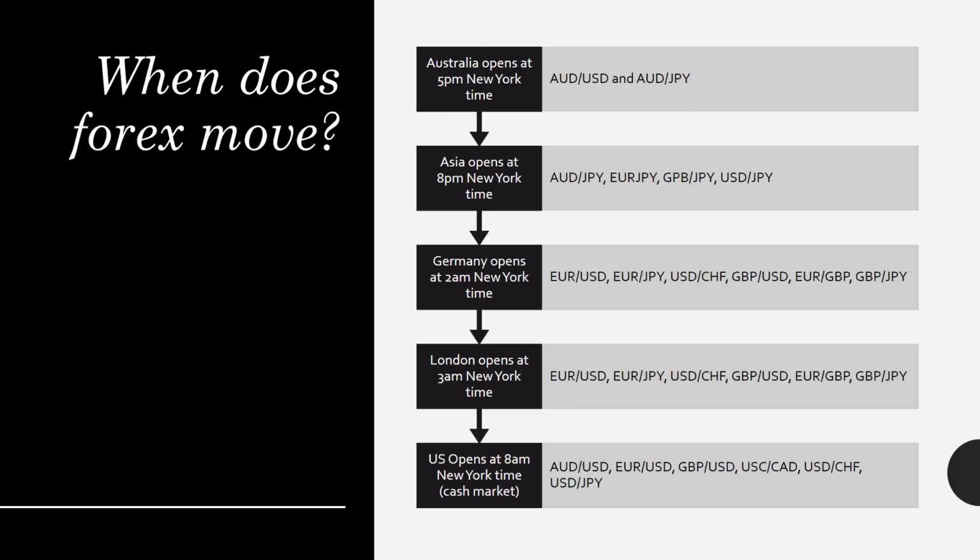Then Germany opens at 2 a.m. So then you have the Euro dollar, Euro yen, USD Swiss franc, British pound dollar, the Euro British pound, and the British pound yen. London opens at 3 a.m. So then you get an extra opening between the German and the London openings. And then, of course, the cash market for the U.S. opens at 8 a.m. Now, you could trade any of the dollar-based currencies during the U.S. open.